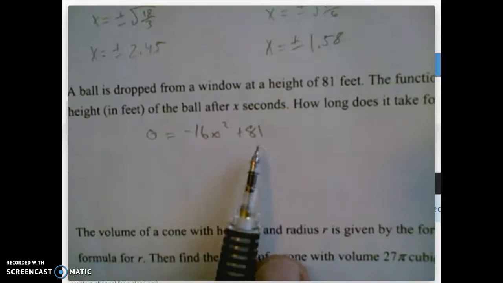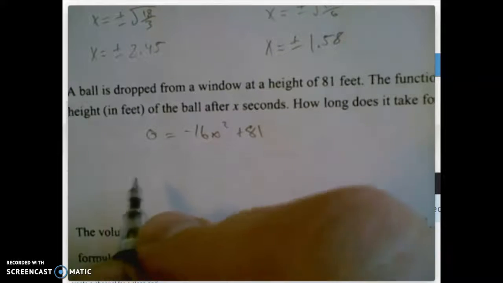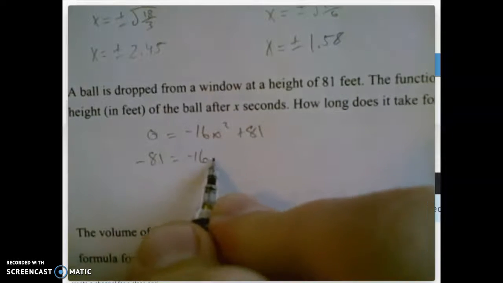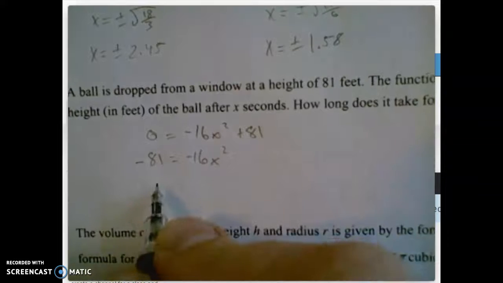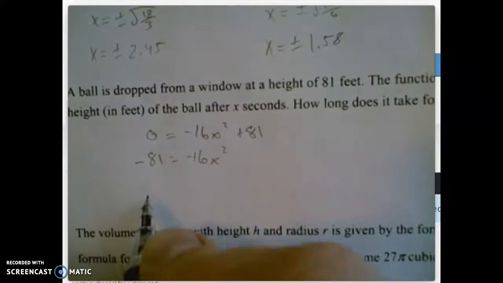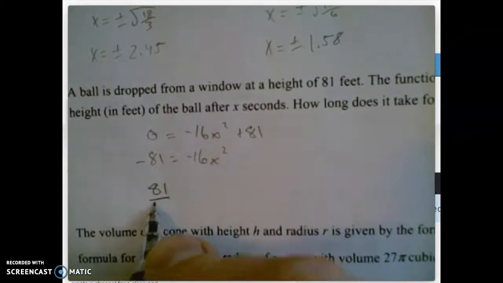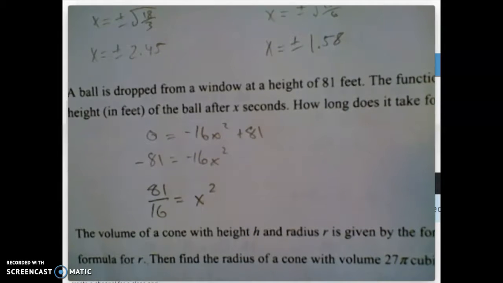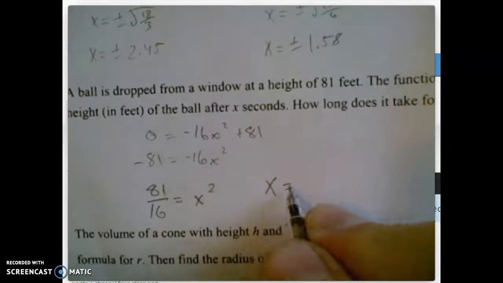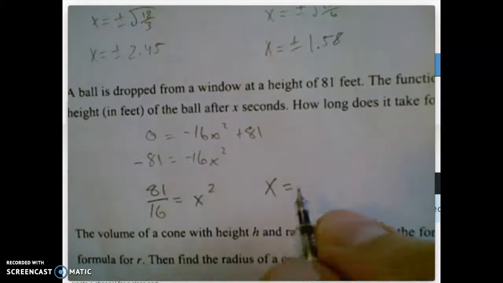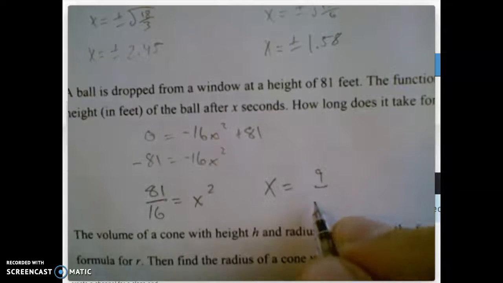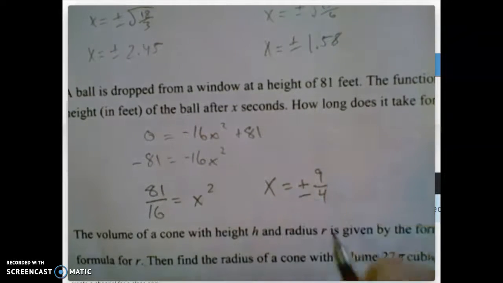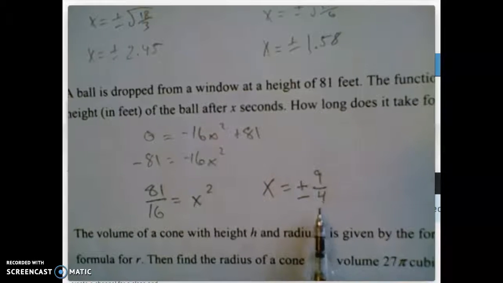If I'm solving for x, I'm going to get rid of the 81, then I'm going to get rid of that negative 16. So negative 81 equals negative 16x squared. Divide. Negative divided by negative is a positive. I'm just going to leave it as a fraction. If you type that in the calculator, you get some weird decimal. Take the square root. When you take the square root of a fraction, you take the square root of the top and the bottom separately. So we have 9/4, but because we're dealing with the square root of a positive, we have two solutions.